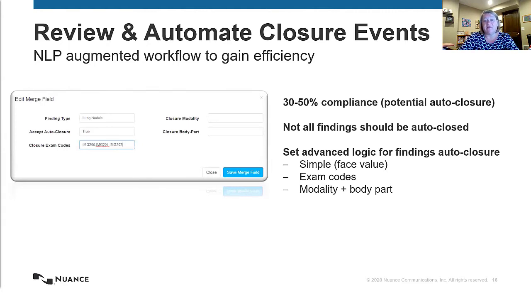As you saw in the statistics, we're seeing about 30 to 50% compliance across MRI and CT over these 70 customers that we've done this analysis on. And we give you the flexibility to say which ones we want to auto close. Are there other ones that we actually want to review before we auto close?